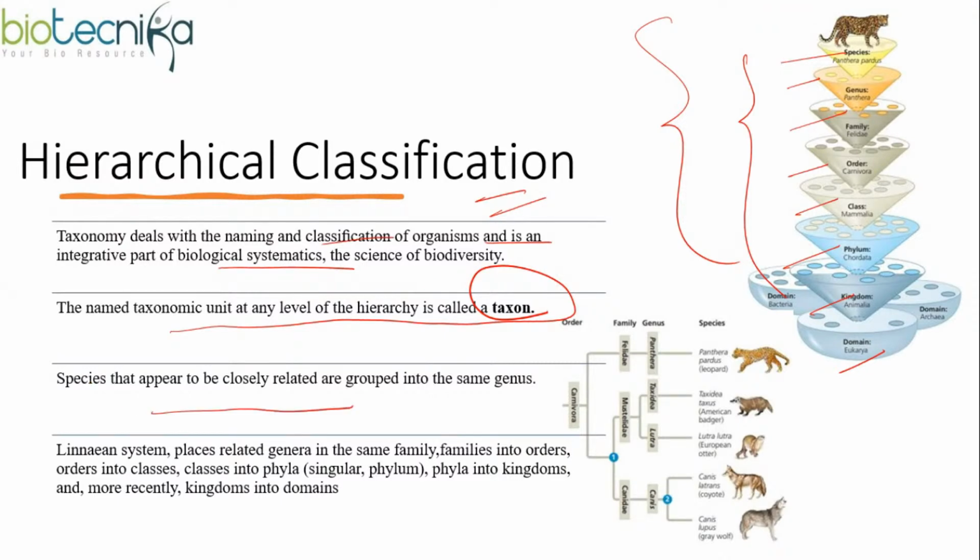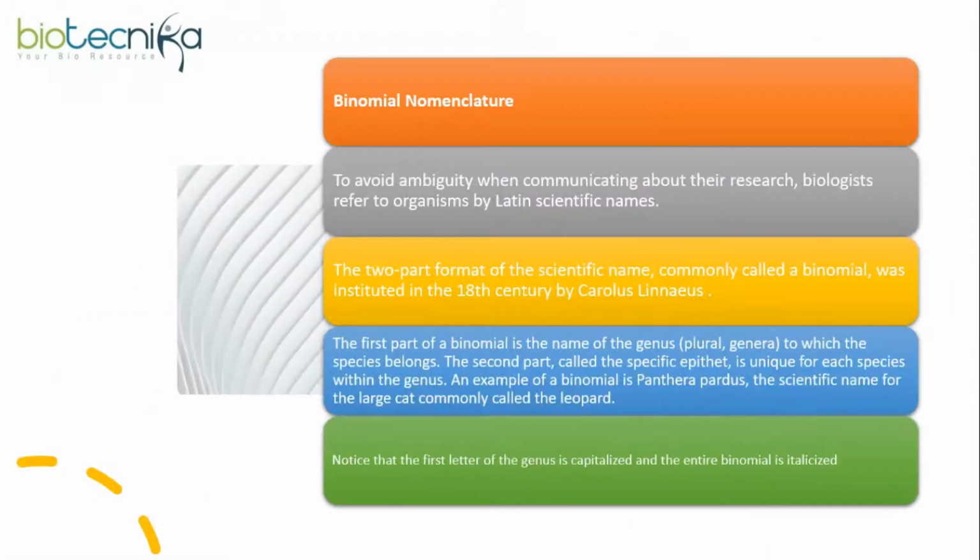So species that appear to be closely related are grouped into the same genus. We all know this. And normally we follow the lineage system that places related genera in the same families, and families into orders. So we need to follow these things while we are studying the classification of taxonomy. I already told you that we have to be well versed with the classification of the plant and animal kingdoms, as well as the microorganisms. But please try to focus on plant and animal classification.